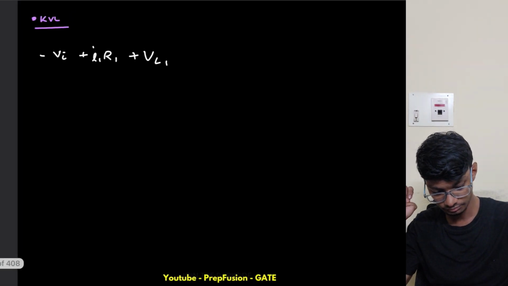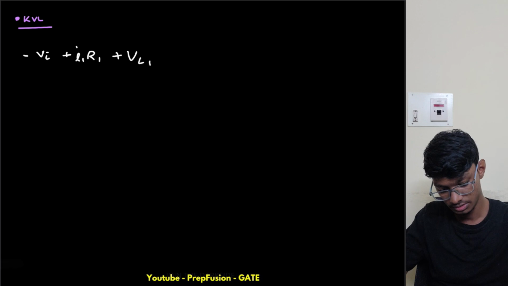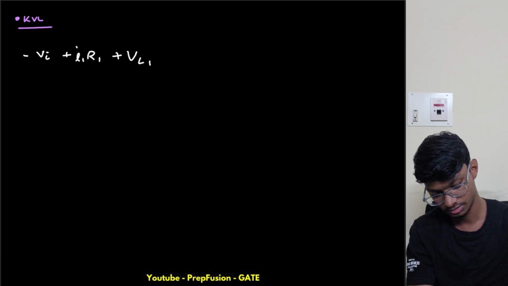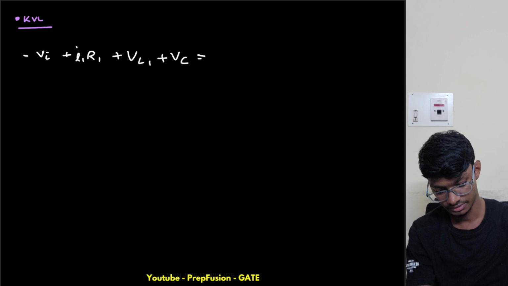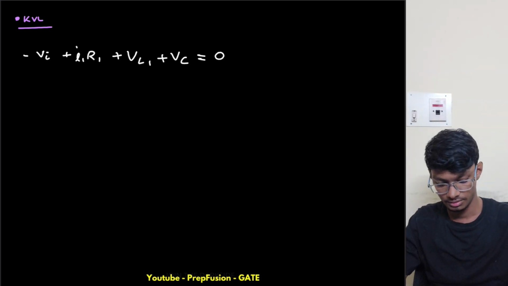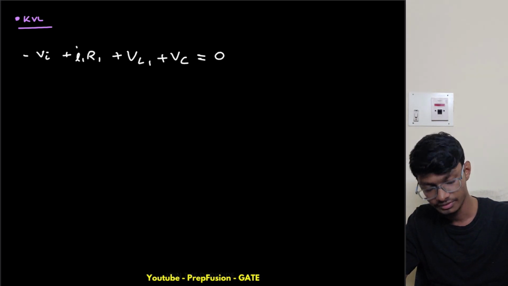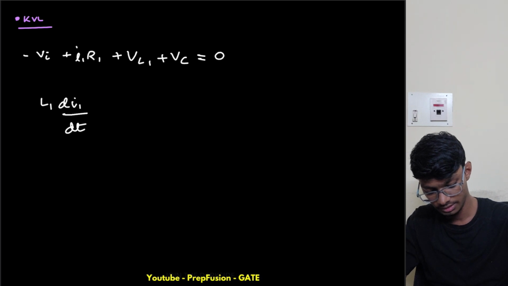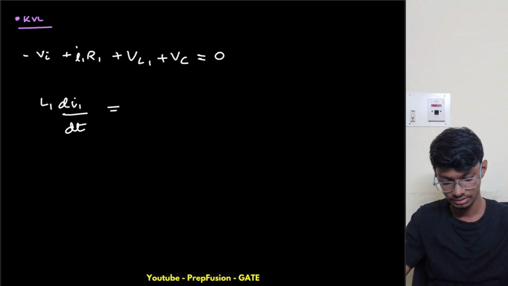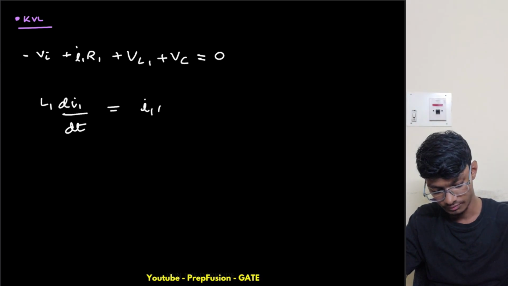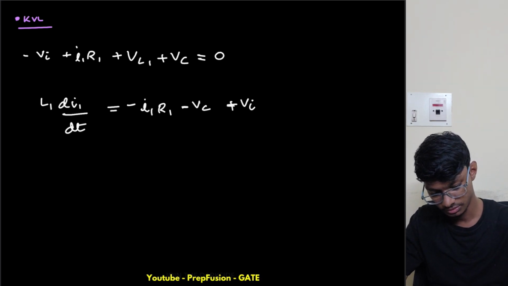Now, what is this? This is VC only. So this is plus, change the thickness, plus VC equals 0. What is I1 equals to? What is VL? VL1 equals L1 di1/dt. So I will take everything else on that side. What I will get here is I1 R1 minus VC plus VI. This is also minus, this is also minus. So what do I get?